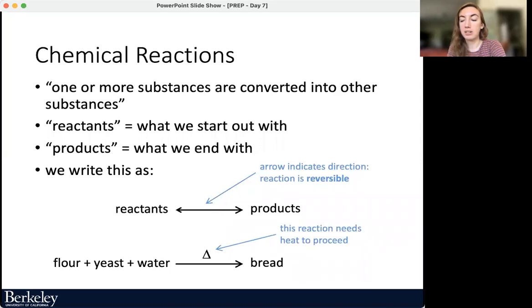Does anybody have any questions on just what a reaction is, what reactants are, what products are, what these arrows mean?